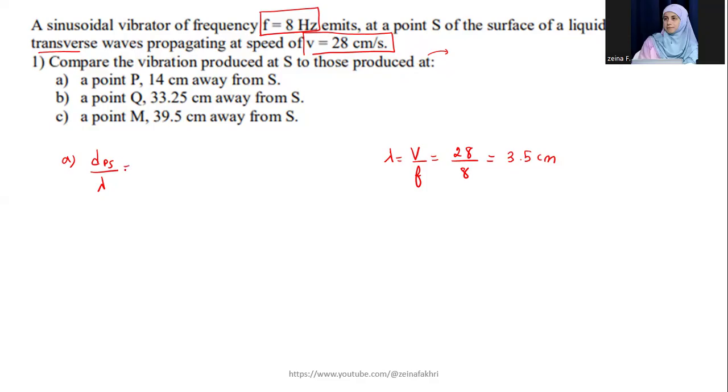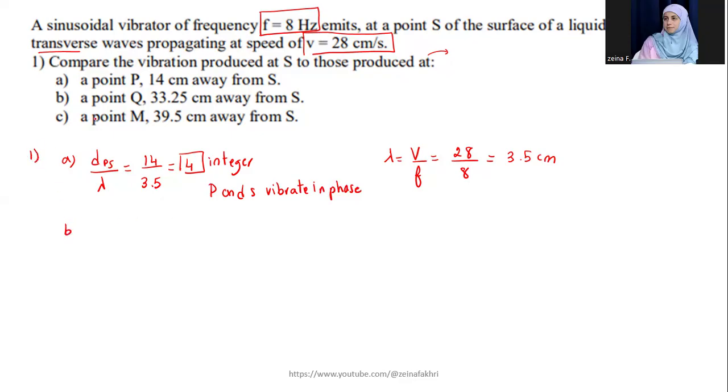So in this case, we'll have the distance between P and S, which is equal to 14 centimeter over 3.5 centimeters. We need to have the same unit here, which is equal in this case to 4. We notice here that the answer is an integer. And since it's an integer, this means that the distance is equal to 4 lambda, which means that it's an even number of lambda. So we say that P and S vibrate in phase with respect to each other. Now let's do part B.